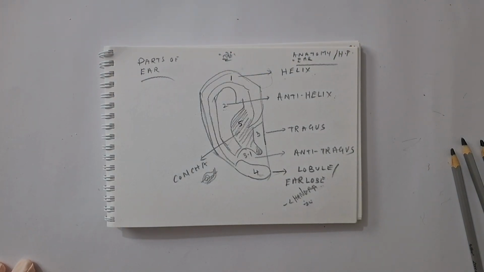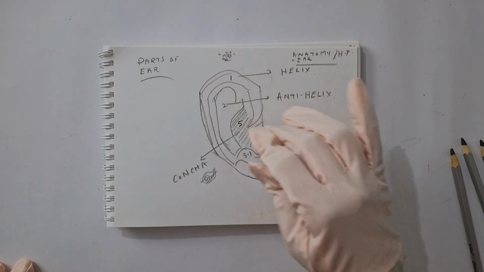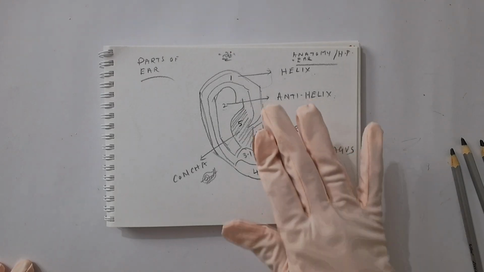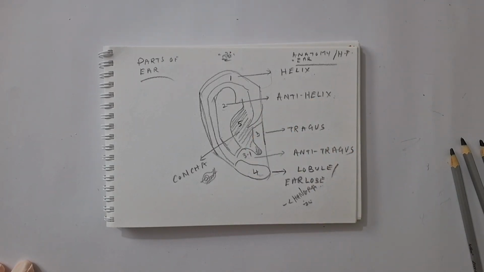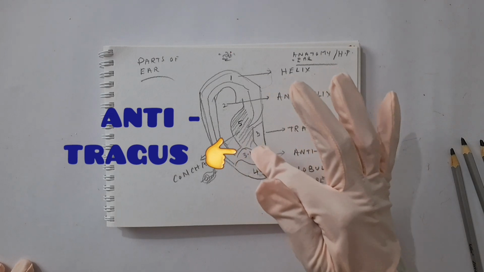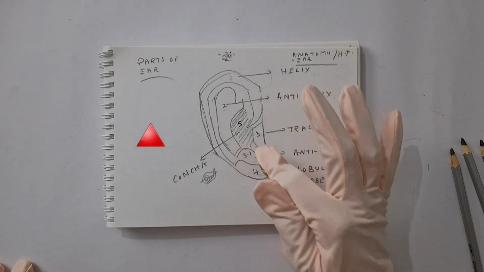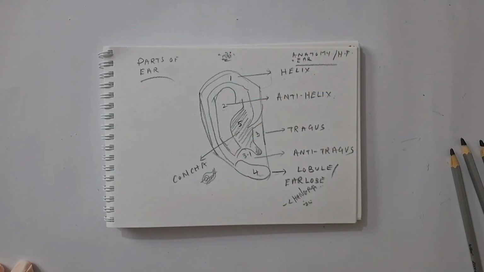What is the function of the tragus? The tragus is a flap which helps keep dust from entering the ear. It protects the ear from dust and other unwanted particles from entering it. Antitragus, 3.1. What is the function of antitragus and what is it? It's a triangular piece of cartilage on the outer ear.